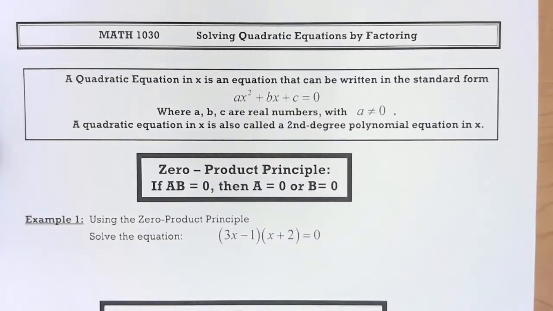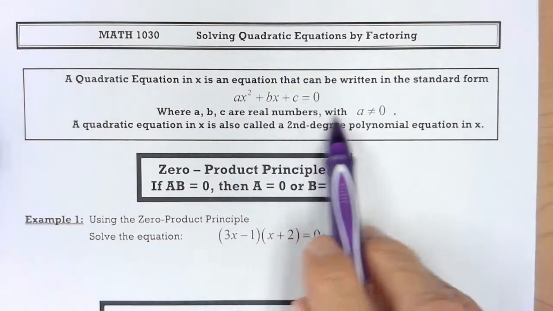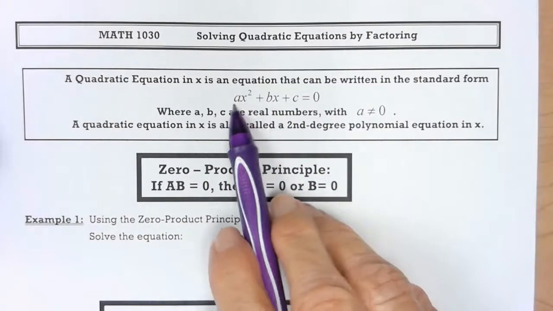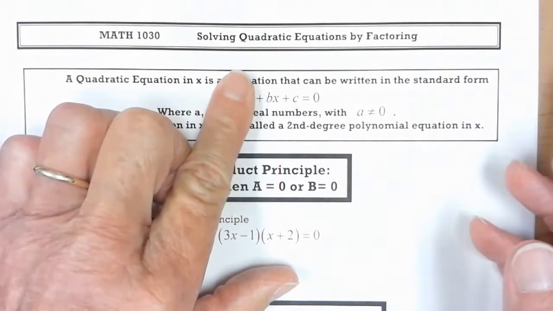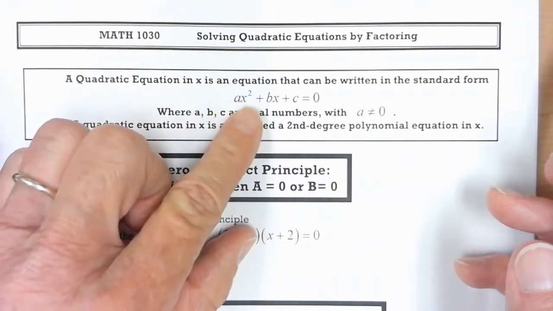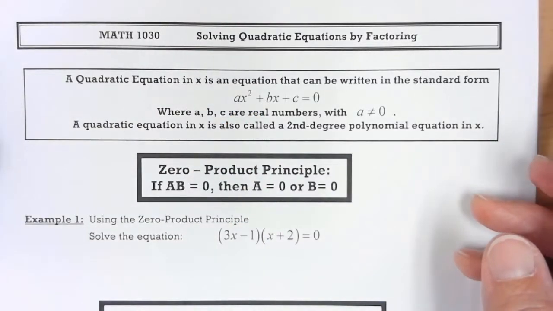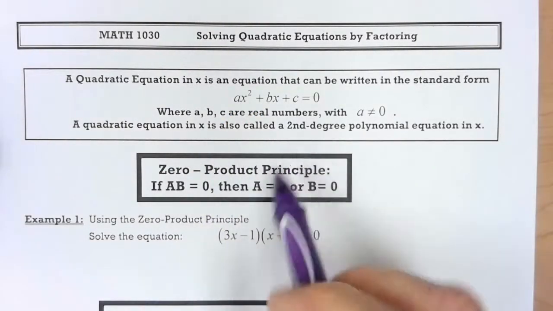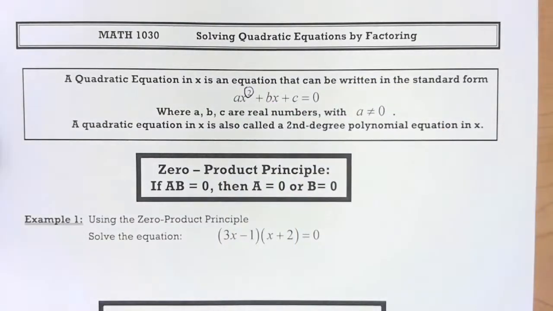Why we go into factoring so much is we can solve quadratic equations by factoring, and that's what this section's about. So a quadratic equation in x is an equation that can be written in standard form, where a, b, c are real numbers and a cannot equal 0. If a were 0, then it would go back to a linear equation, so you have to have an x squared for it to be a quadratic. It's also called a second degree polynomial equation in x.